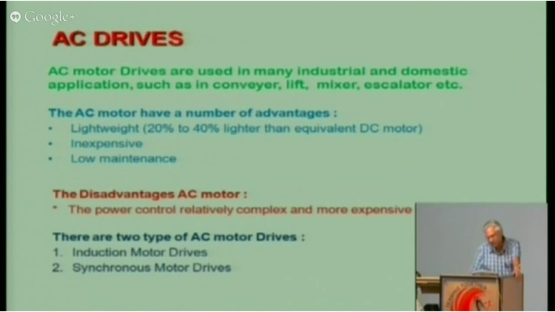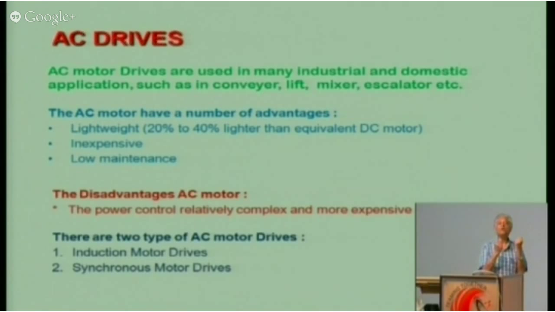The disadvantage of the AC motor is that the power control is relatively complex and more expensive. This is the main disadvantage of a three-phase or an AC motor. There are two types of AC motor drives. One is the induction motor and the other is the synchronous motor. As I said, the synchronous motor has very, very less use. Let us talk of the synchronous machine.